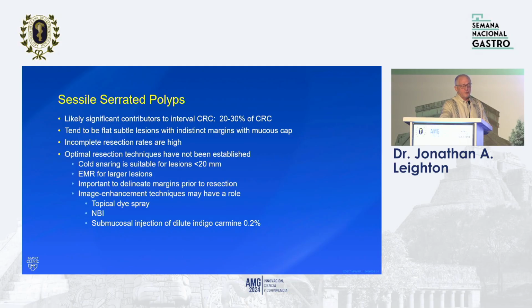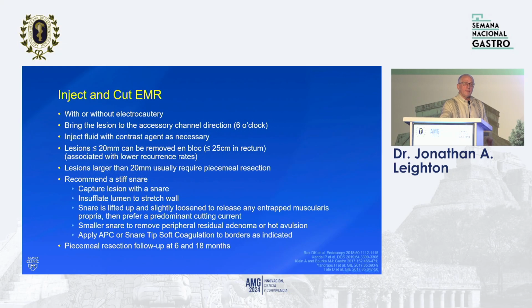We most commonly use submucosal injection. We use dilute indigo carmine in saline. And then when it comes to inject and cut EMR, you can do it with or without electrocautery. You want to bring the lesion to the accessory channel, at 6 o'clock is the ideal position. You inject with fluid with the contrast agent as necessary, and lesions less than 20 millimeters can be removed en bloc because it's lower recurrence rates.